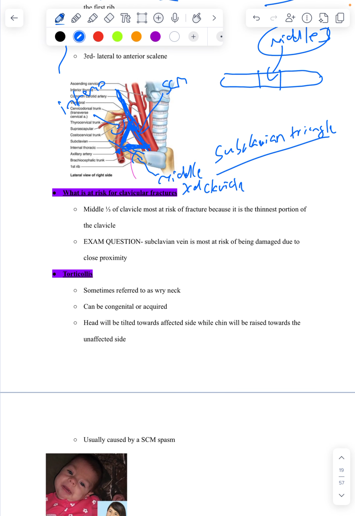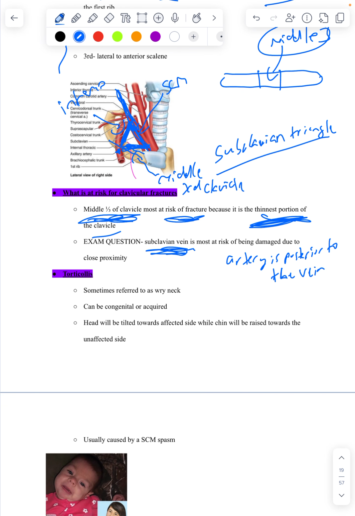That is where it's at risk of fracture because it's the thinnest portion of the clavicle. You have your subclavian veins and arteries there. The vein is the one that's more likely to be damaged because the artery is posterior to the vein. But they're most likely both going to be damaged. So if she'll ask a question, she'll be like subclavian vessels, which is both vein and artery. But the vein is more susceptible or more at risk because it's more anterior.